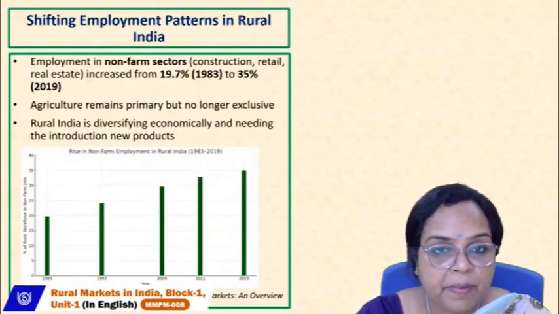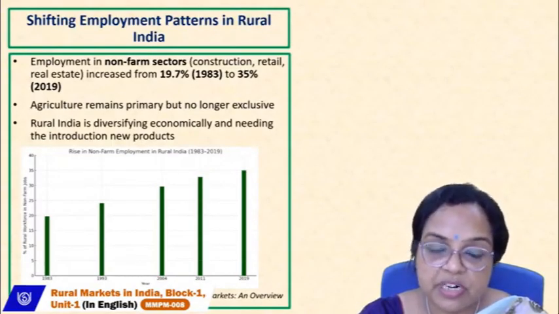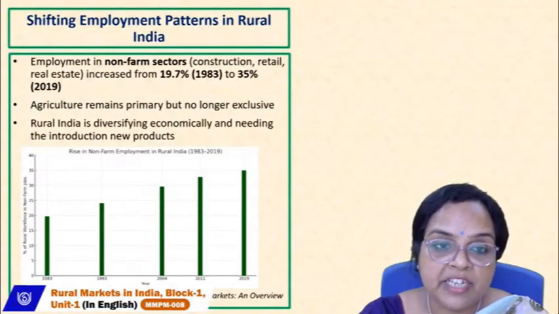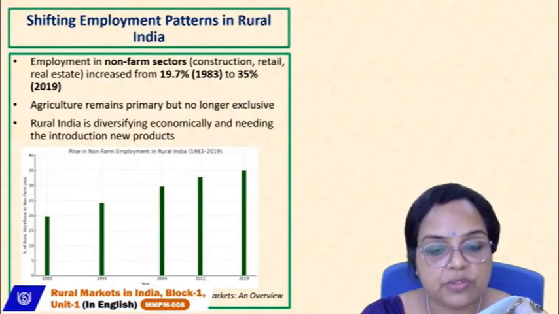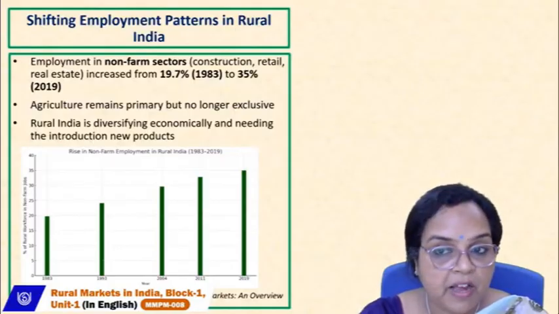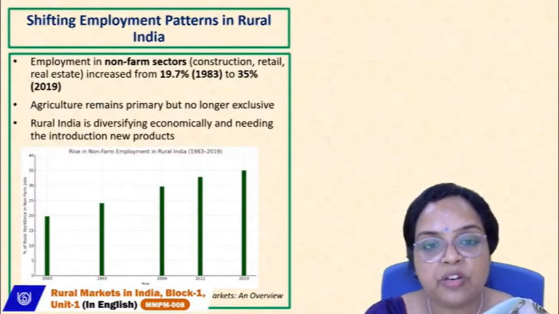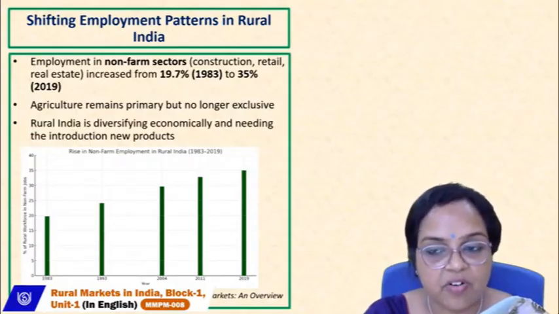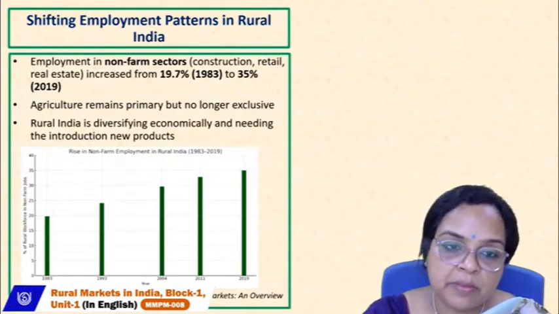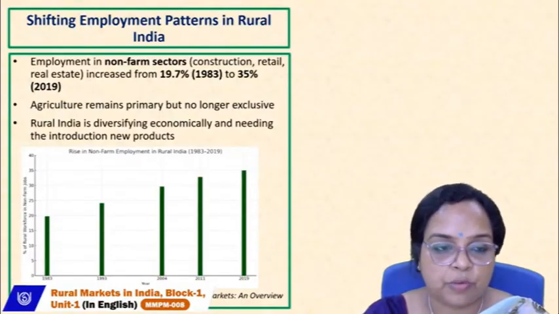There is a shift in employment patterns in rural India. Employment in non-farm sectors, construction, retail, and real estate, has increased from 19.7% in 1983 to 35% in 2019. That means the income source or employment source has shifted from agricultural land to other industries, for example the construction, retail, or real estate industry. Agriculture remains the primary but not the exclusive one. That means people are looking for other job options.